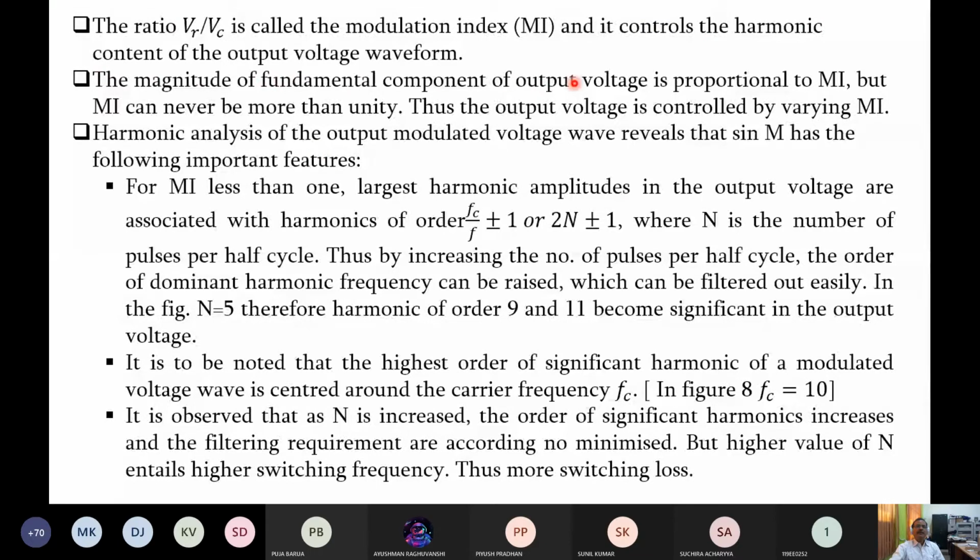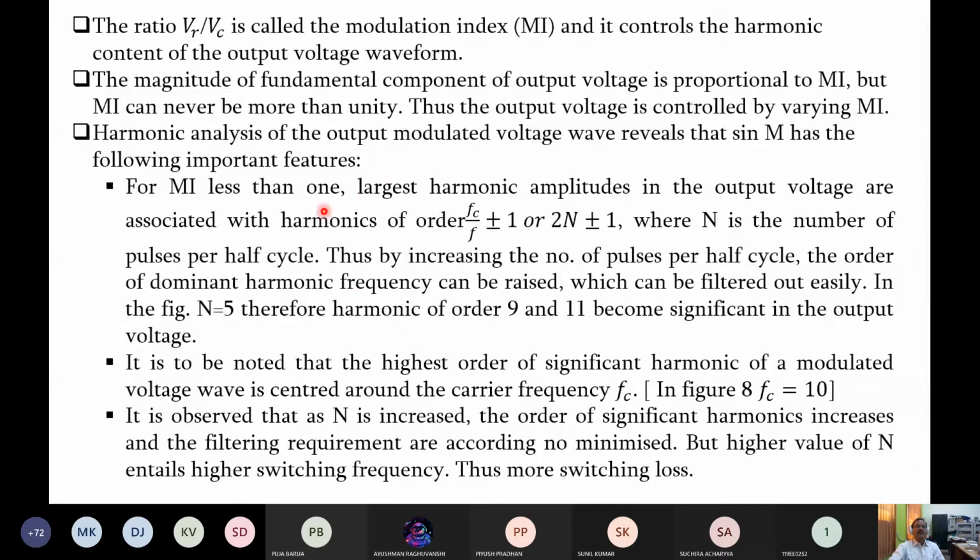The magnitude of the fundamental component of the output voltage is proportional to the modulation index, but MI can never be more than unity. Thus, the output voltage is controlled by varying MI. Harmonic analysis of the output voltage reveals the following important features in sine PWM.